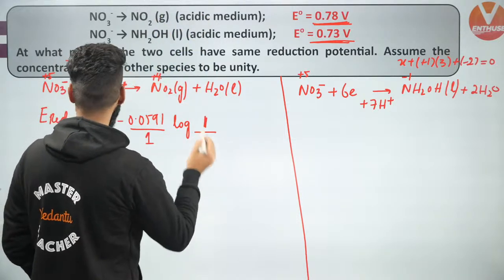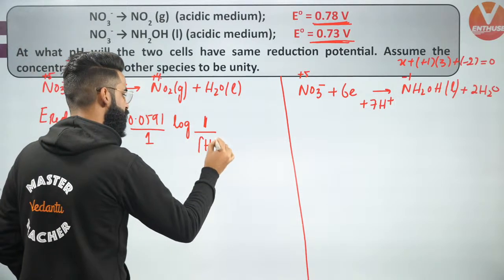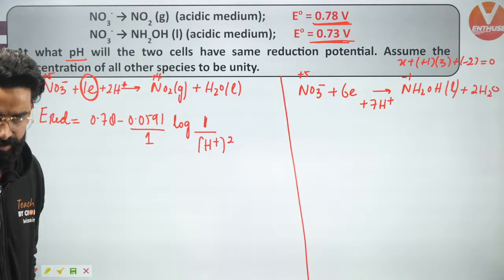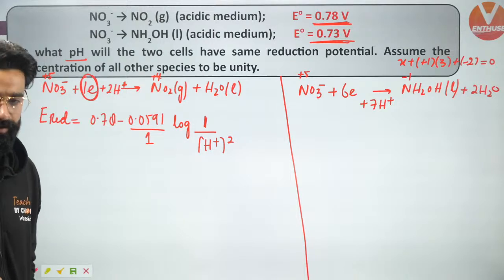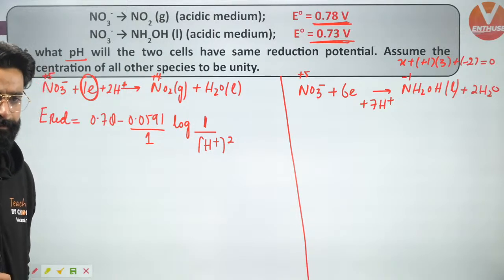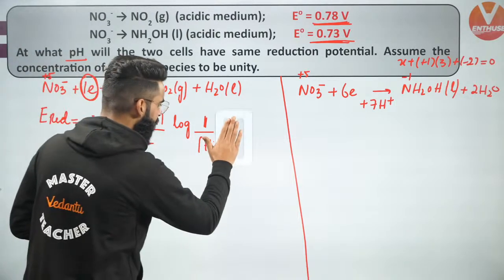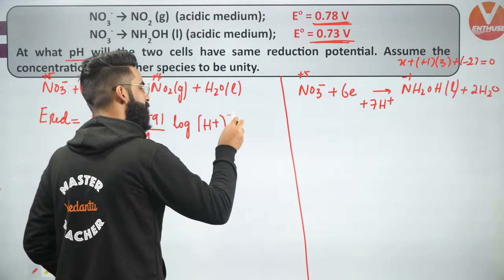So 1 in the numerator divided by, this is going to be unity divided by H positive concentration to the power 2, because it's mentioned in the question, assume the active masses of all the other species except hydrogen to be 1. Correct? Can I write it like this? 1 upon H positive concentration square. Can I write it as H positive concentration raised to the power -2?